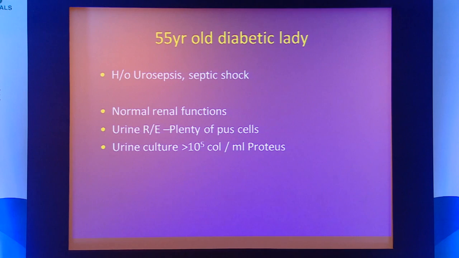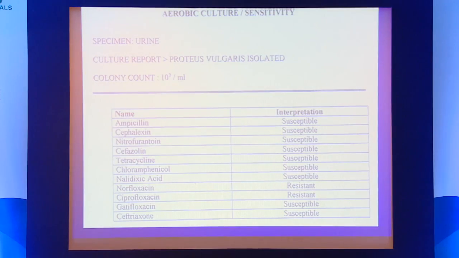So this seems a reasonable, straightforward case of urosepsis. And this is the report. Proteus grown. The result is given as susceptible to ampicillin, cefalexin, nitrofurantoin, cefazolin, tetracycline, chloramphenicol, nalidixic acid, but resistant to norfloxacin and ciprofloxacin, susceptible to GATI and ceftriaxone. So at the outset, it looks like a very simple, susceptible Proteus vulgaris.